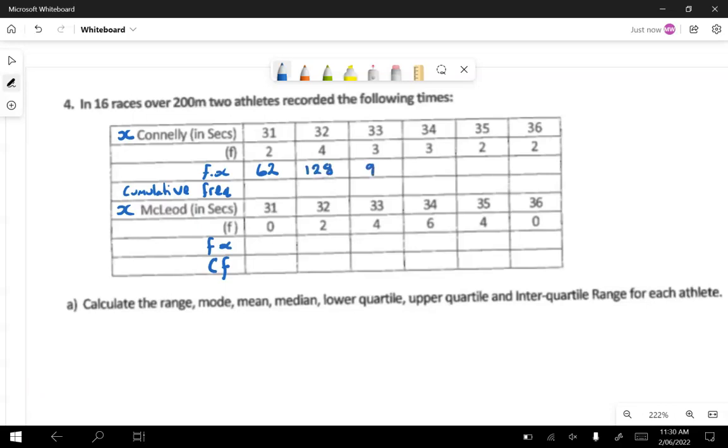So just get these down. You can use a calculator in the test. You don't need to try and do this without a calculator.